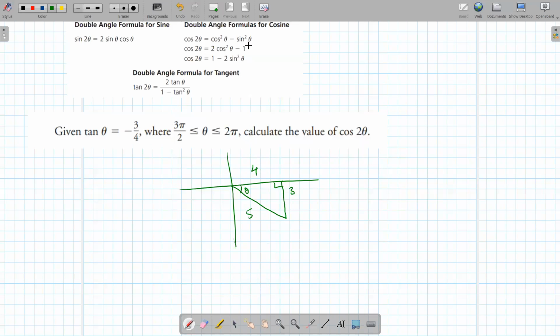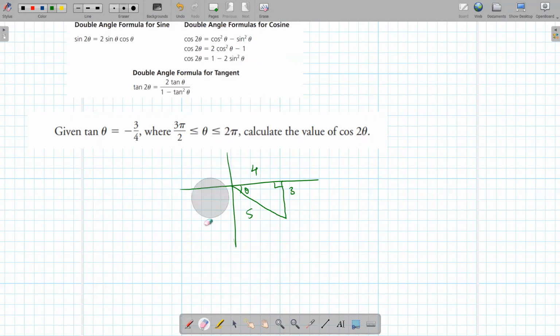So I'm going to use this one. How do I know which one to use? You can use any of them. But the most efficient thing in this question would be to use the second one, because if you want to use the first one, you have to find 2 different things. In the third one, well, I wanted to use the second one because cos is positive in quadrant 4.